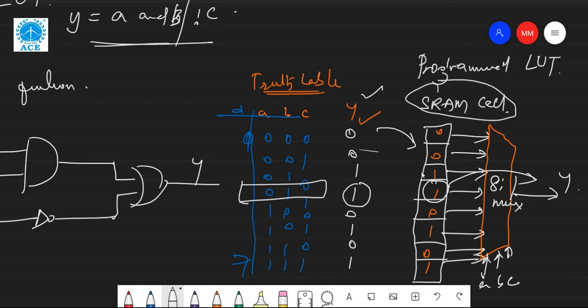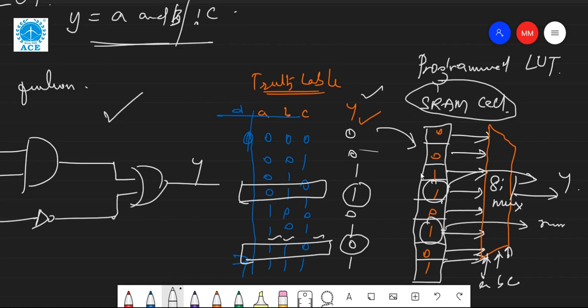Okay, so the output of the lookup table. Whenever you give an input to this logic function, for example a b c, this is the function, then it will automatically select the corresponding SRAM cell. It is selected through the selection lines, and this output will result at the output level. That is the basic idea of the lookup table.